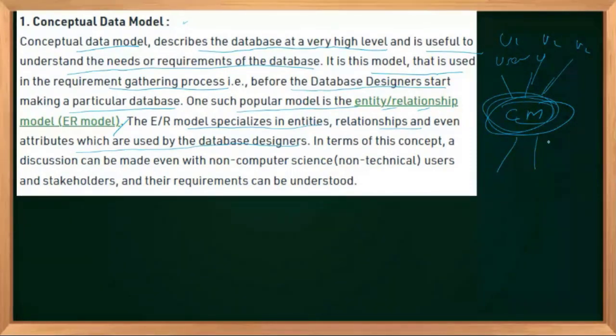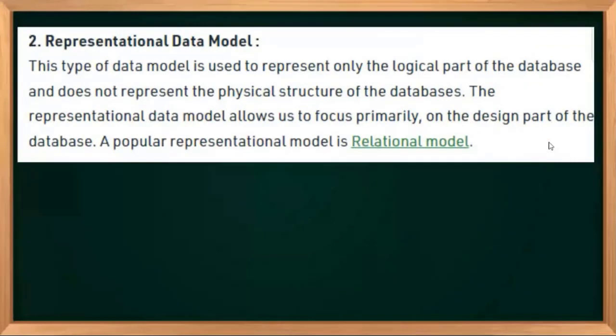Below that, the second level is known as the representational data model. This type of data model is used to represent only the logical part of the database and does not represent the physical structure of the database. The physical structure is how data is stored, that is, on a disk. So the representational model does not affect the physical structure. The representational model is the logical part of the database.